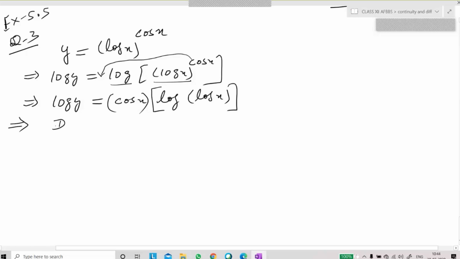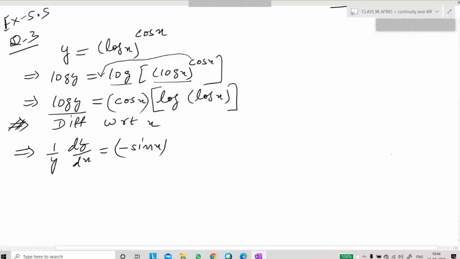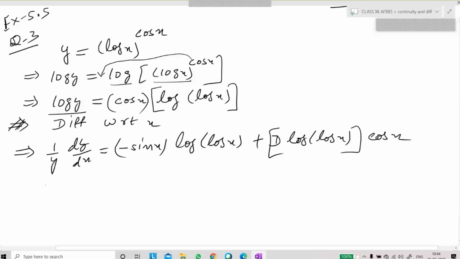Now next step is differentiating both sides with respect to x. So we get, till now you must have understood what is the derivative of log y. It is 1 by y dy by dx. Derivative of cos x is minus sin x. Product rule we are applying into log of log x plus derivative of log x, that we shall write in the next step, multiplied by cos x.